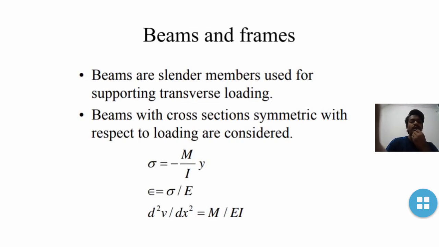Beams are slender members used for supporting transverse loading, and beams having cross sections symmetric with respect to loading are considered as sigma equals minus M by I into y, and epsilon naught equals sigma by E, and d square v by dx square equals M by EI.